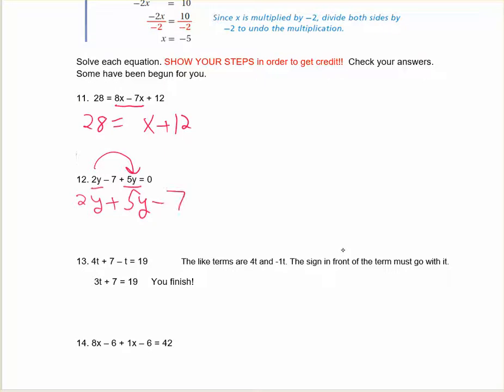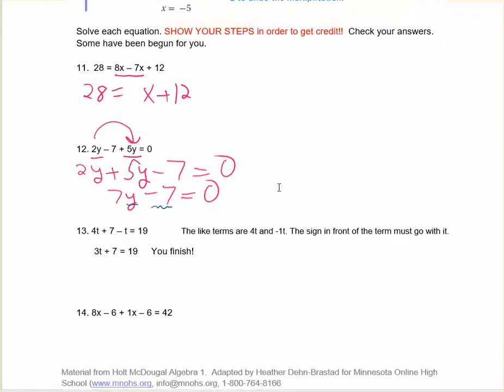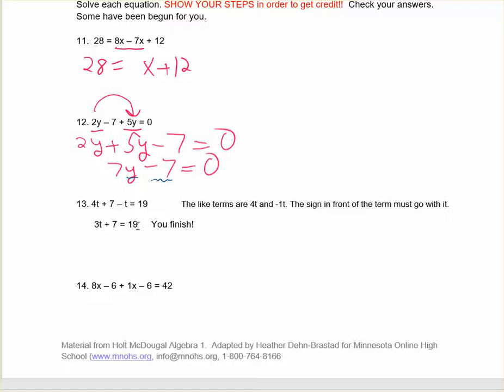The 7 is minus 7. And then you can see that this would be 7y minus 7 equals 0. And we're trying to solve for y. So the variable is y, so I can see that I have to undo the minus 7 first, so I would add 7 to both sides, and then I could divide by 7. Number 13, I did the first step. I combined the 4t minus 1t to get 3t, and then you need to finish.